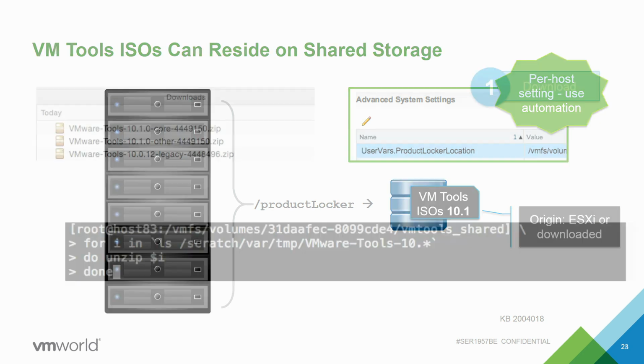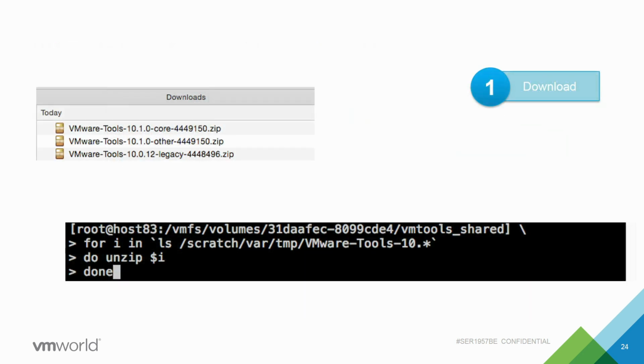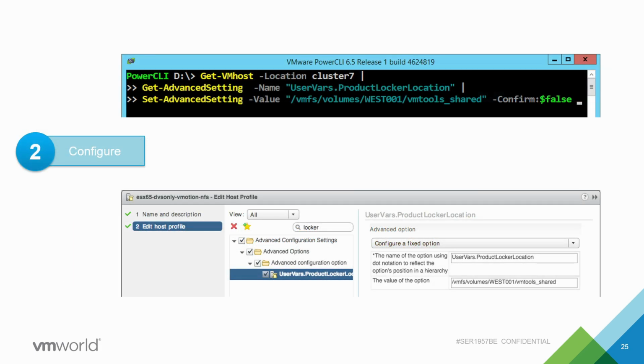Okay? So let's go through this in a little bit more detail. So it's really just 3 steps. First step is obtain the tools that you want to standardize on and put them on some shared folder. Your choice. You name it whatever you want and just unzip everything in there. You can include all the tools or just the ones that you know you're going to be using in your environment.